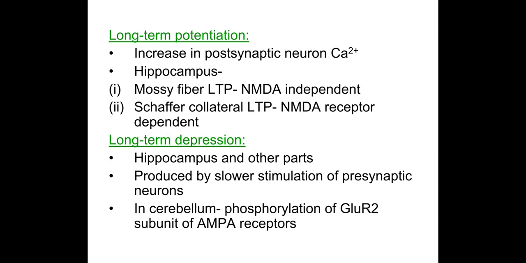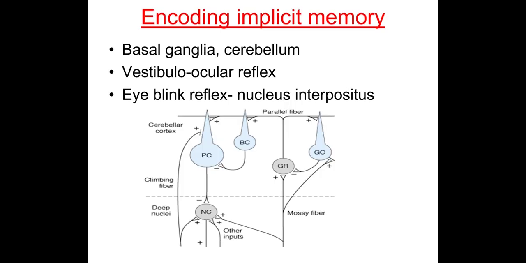In long-term depression, the hippocampus is another part, produced by slow stimulation of presynaptic neurons. In cerebellum, phosphorylation of glutamate receptor 2 subunit of AMPA receptor happens. So during the process of consolidation, bits of information are stored and grouped into similar types. This process is codification. It helps in effective storage and easy retrieval of information. It happens in basal ganglia and cerebellum, also the vestibular ocular reflex and eye blink reflex, as we discussed.